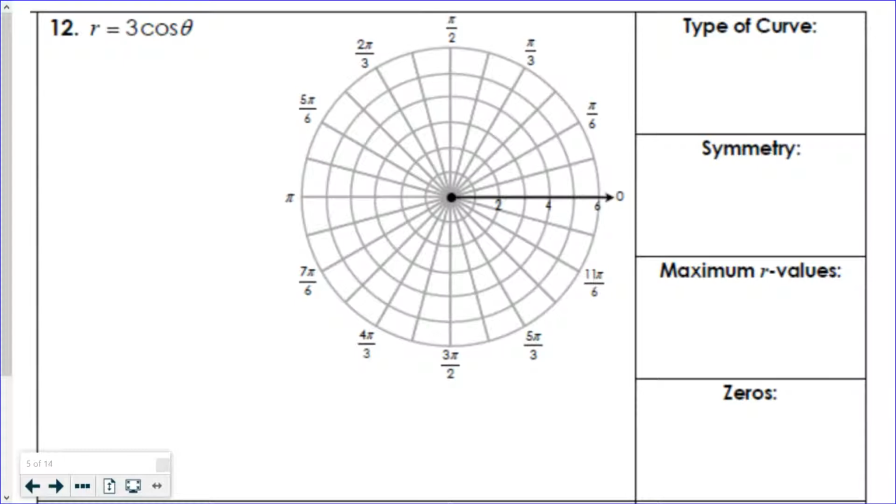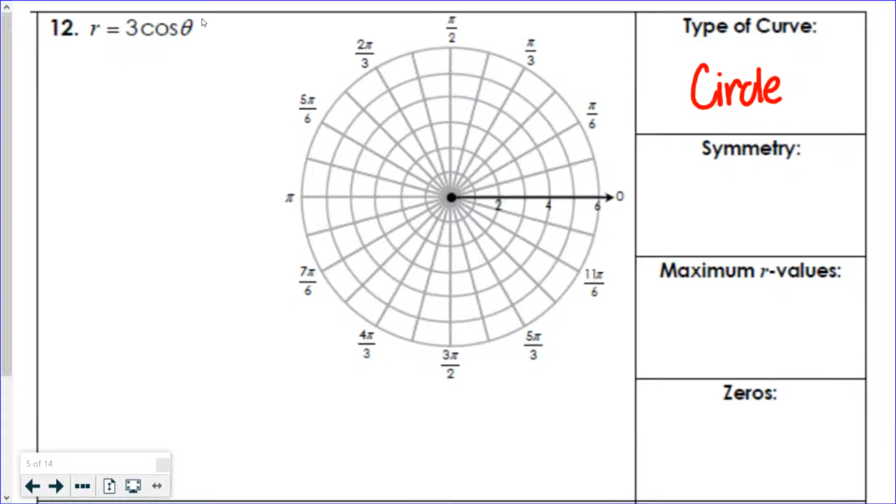We're on number 12. We've got the graph r equals 3 cosine theta. So going back, our classifying number is not added or subtracted to any number, and my angle measure is not a multiple, it's just straight up theta. So this is going to be a circle.